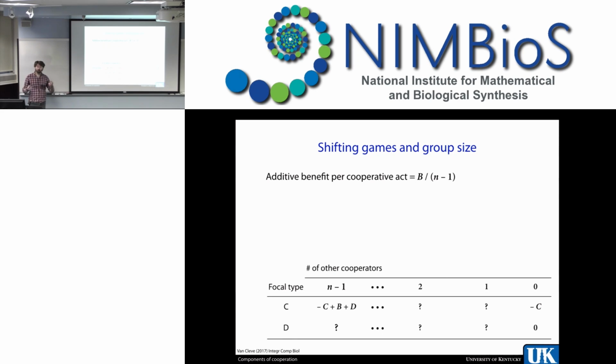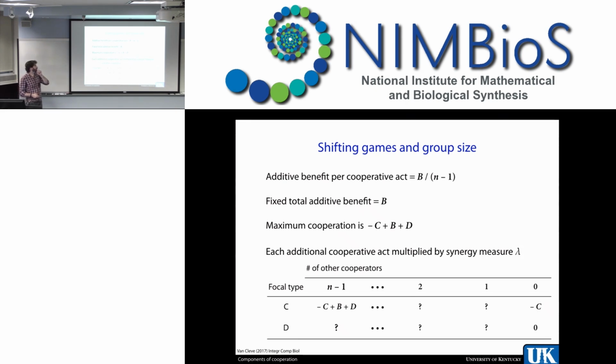As the group gets bigger, each individual cooperator, as you add them, adds a smaller component, b over n-1. I don't have a good mapping, but certainly some ecological scenarios would map onto this kind of cooperation, others onto another. So we fix that total additive benefit. Again, the maximum amount of cooperation if everyone is cooperating is the same. Now, once we add each cooperator, there's going to be some kind of synergistic component. I'm borrowing from another way to parameterize these models that comes with some nice analytical results for these n-player games.